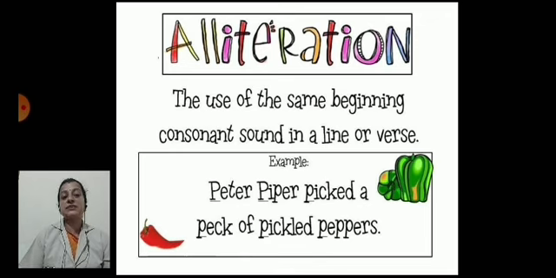So here you can see that every word is beginning with the same sound, so there is the repetition of the same consonant sound at the beginning of each word. So we can say that this is alliteration. So here we have used the same beginning consonant sound in a line or verse.